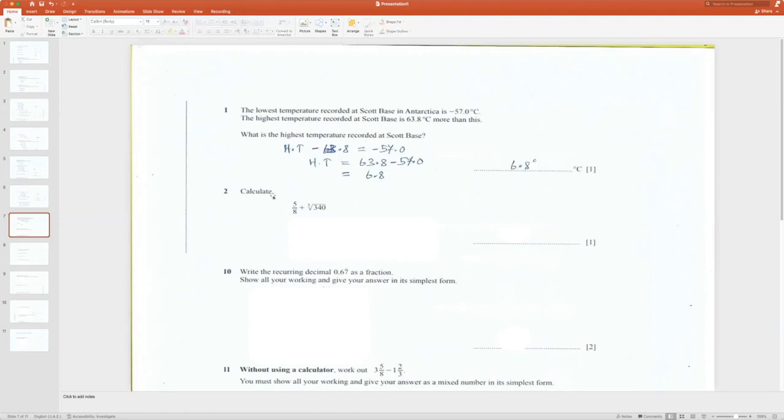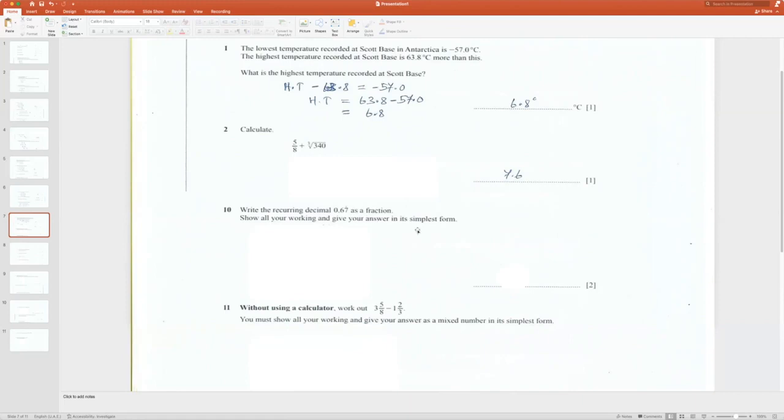degrees. Calculate this value. You can use the calculator to simplify this. Then you can get the answer as 7.6. Write the recurring decimal 0.67 as a fraction. So we can write x equals 0.67. So we multiply this by 100 and get 67.67. Then we have to subtract this. Then 99x equals 67. Then x equals 67 over 99.